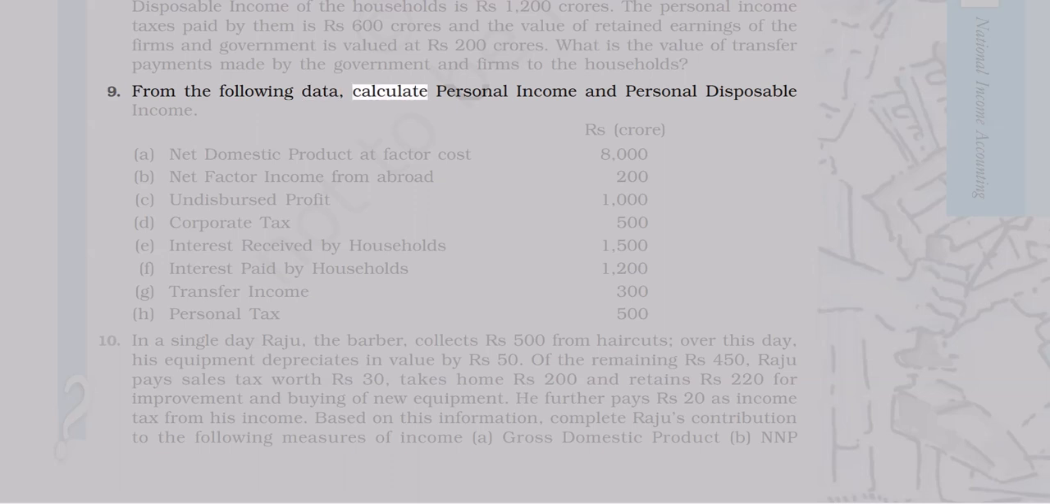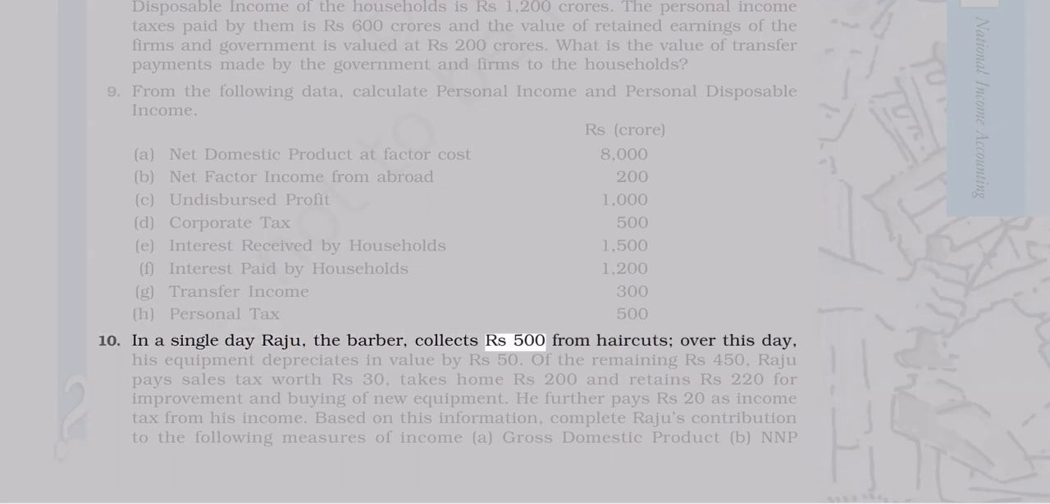9. From the following data, calculate personal income and personal disposable income. In rupees crore. A. Net domestic product at factor cost 8,000. B. Net factor income from abroad 200. C. Undisbursed profit 1,000. D. Corporate tax 500. E. Interest received by households 1,500. F. Interest paid by households 1,200. G. Transfer income 300. H. Personal tax 500. 10. In a single day, Raju, the barber, collects 500 rupees from haircuts.